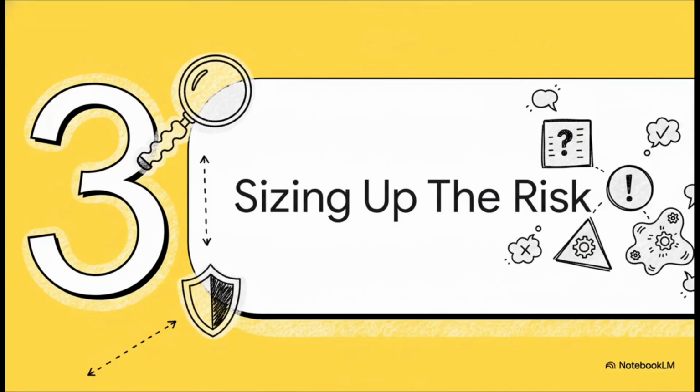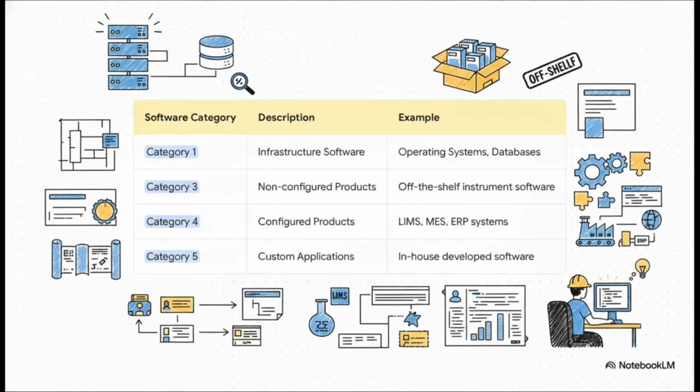So what's the secret sauce that makes GAMP 5 work so well? It's this risk-based approach, and it all starts with figuring out exactly what kind of system you're dealing with. GAMP 5 makes this easy by sorting software into a few simple categories. You've got Category 1, that's your basic stuff, the operating system, your databases. Then there's Category 3, which is off-the-shelf software you just use as is. Now, Category 4 is where a lot of systems live, things like your LIMS, your MES, your ERP systems that you configure to fit your business. And finally, you have Category 5, the highest risk, which is custom software you've built from the ground up.